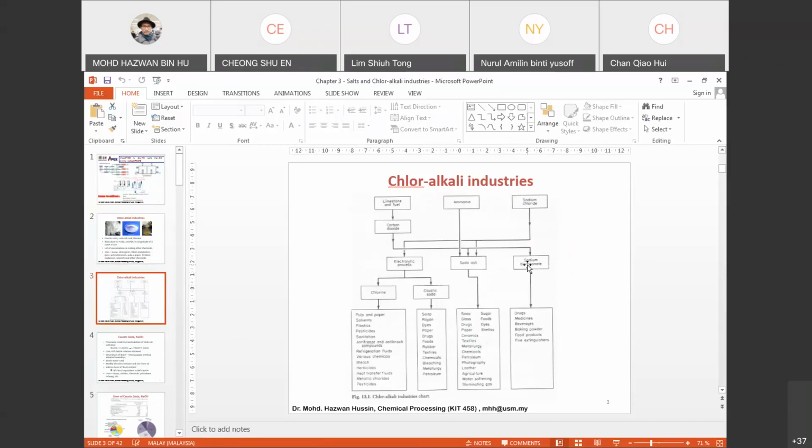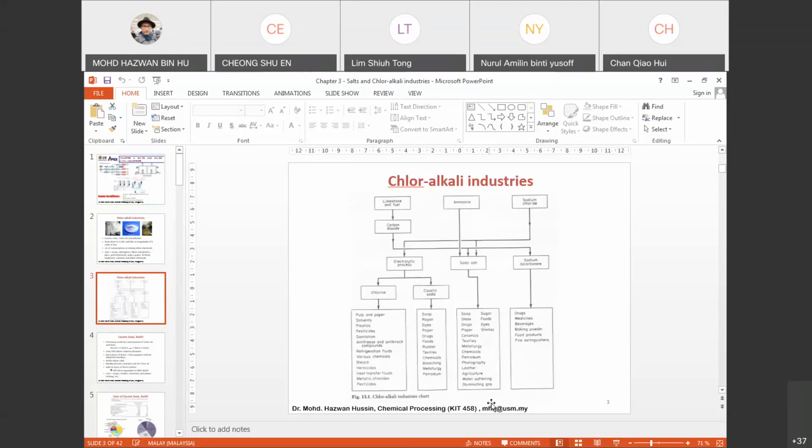So basically, you will see over here the types of chemicals produced in the chloralkali industries. For example, chlorine is normally used for the paper and pulp process. Solvents also use chlorine, as do plastics, pesticides and so on. Caustic soda is normally used for the production of soap, rayon, dyes, paper, drugs, and other things.